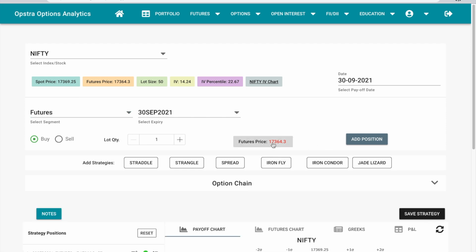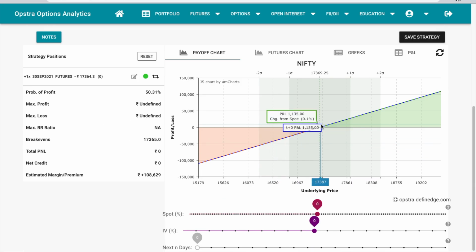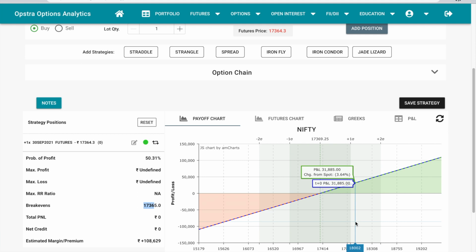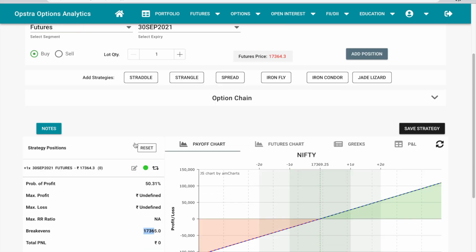Futures is currently running at 17,364, and here you can see the Nifty futures. The probability of profit is 50%, and the break even is exactly where you bought the futures, and the estimated margin or premium according to Opstra is approximately 1 lakh, and you can see the Greeks, the delta is 100. At 18,000 your PNL would be 31,885. So this is the PNL on expiry or even in between. Whenever the markets reach 18,000 you will gain 31,000. So this is about normal PNL.